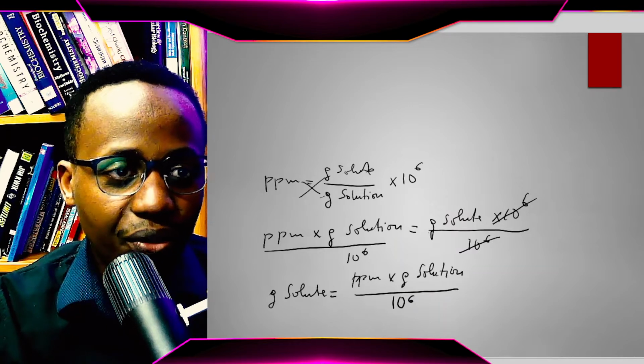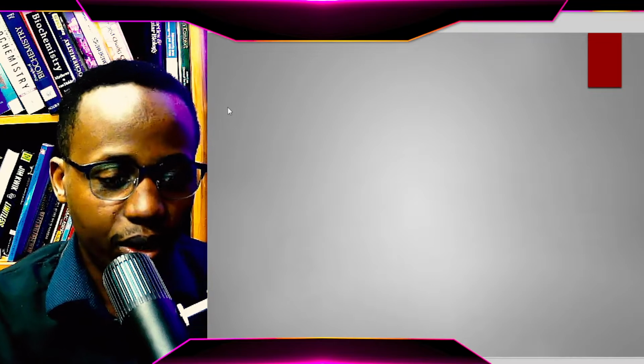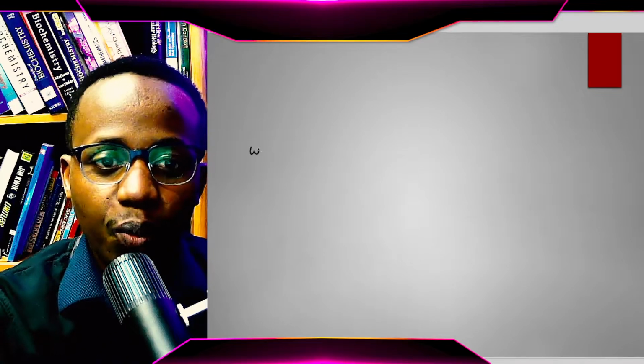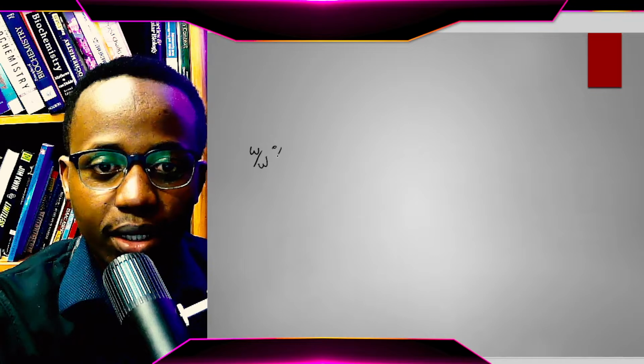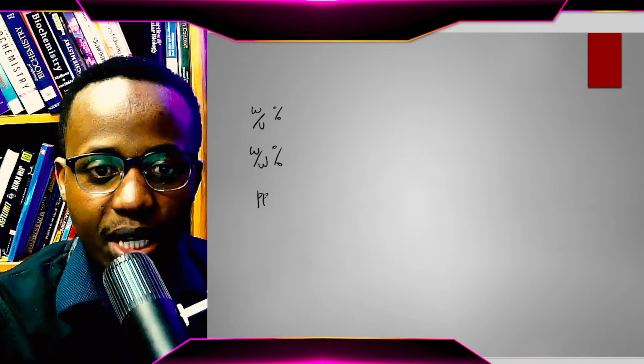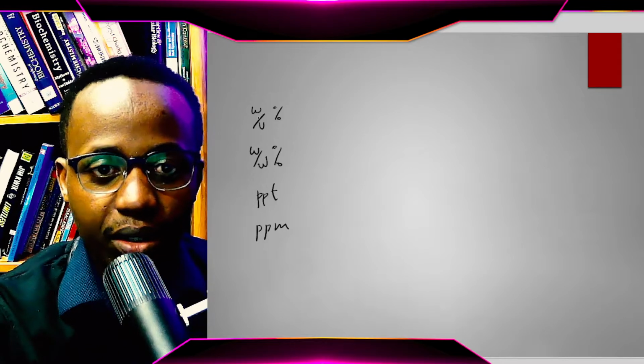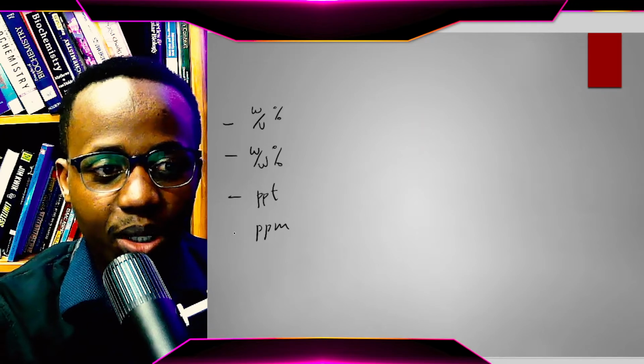So we just looked at a few concentration units. We looked at weight by weight percent. We looked at weight by volume percent. We looked at PPT, parts per thousand, and parts per million, right? These are good. We like these. We use them.